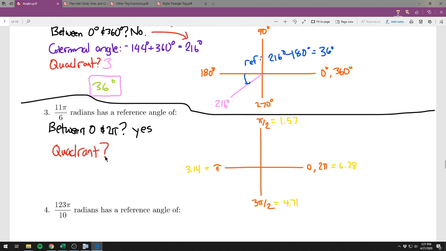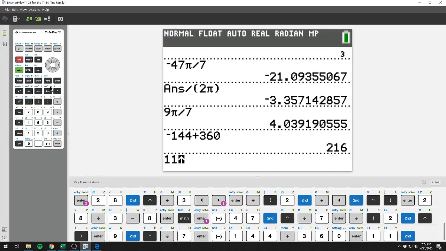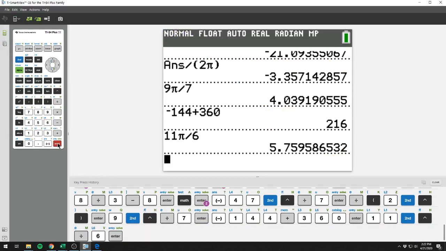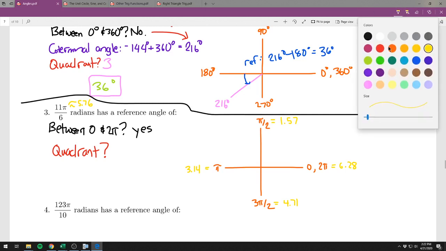So you can really ask your question, typing in this calculator, which pair of numbers is it between? Is it between 0 and 1.57, 1.57 and 3.14, 3.14 and 4.71, or 4.71 and 6.28? So type it in your calculator, 11 pi divided by 6, and we get 5.76, which would put it in quadrant 4. It's between 4.71 and 6.28.